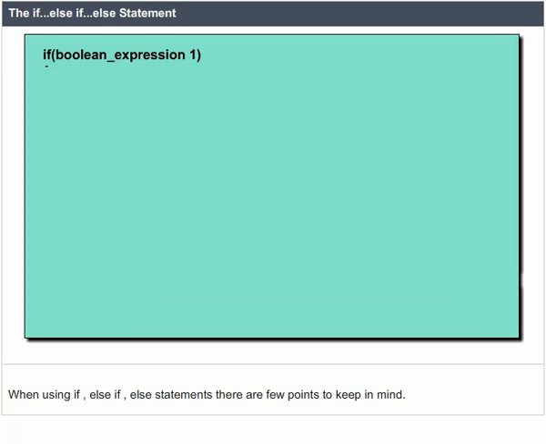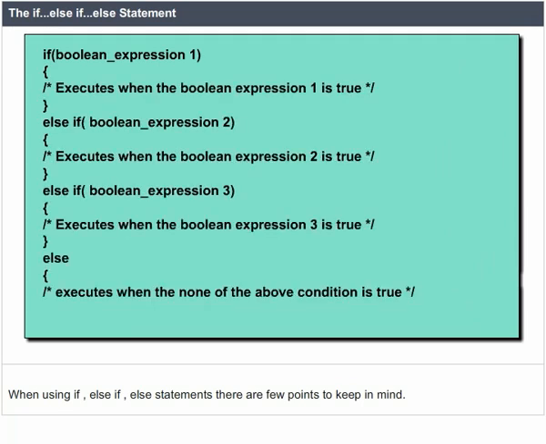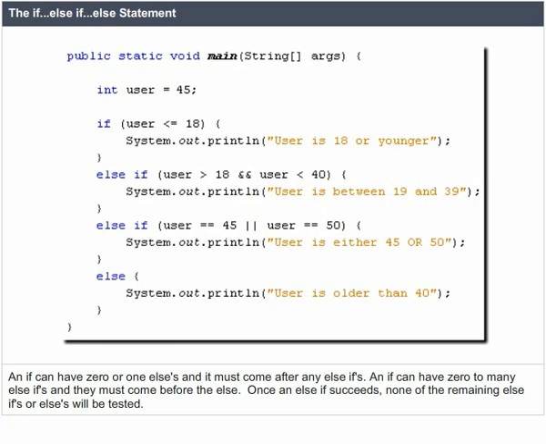When using if, else if, else statements, there are a few points to keep in mind. An if can have 0 or 1 elses, and it must come after any else ifs. An if can have 0 to many else ifs, and they must come before the else. Once an else if succeeds, none of the remaining else ifs or elses will be tested.